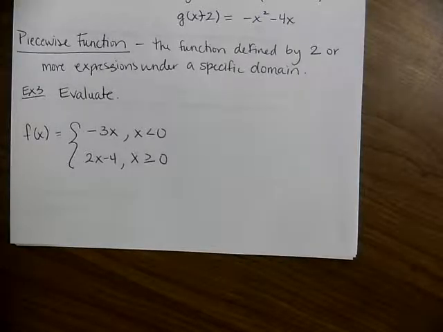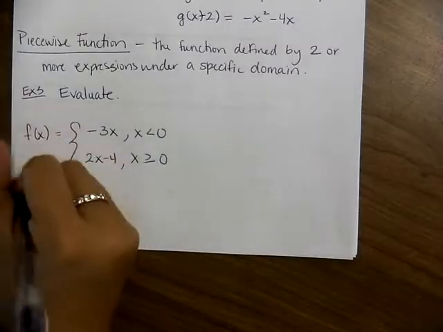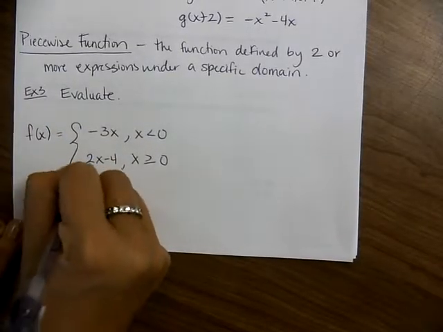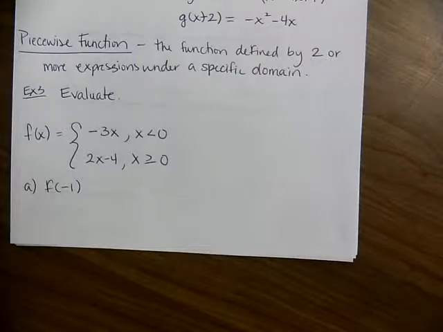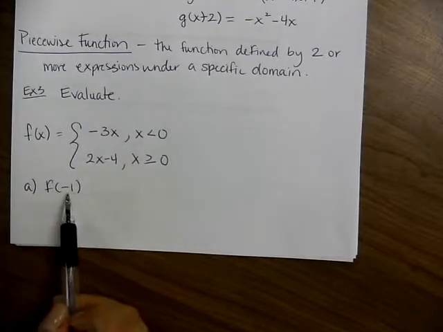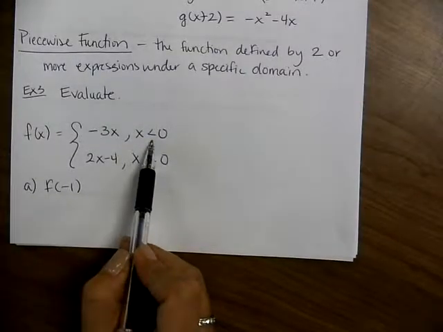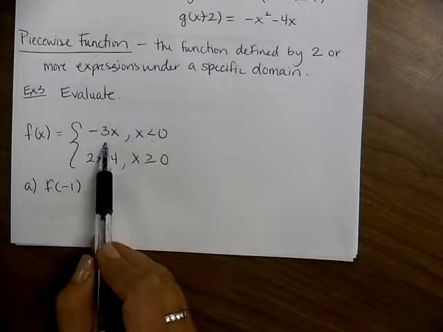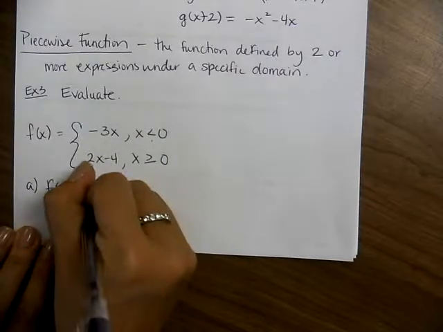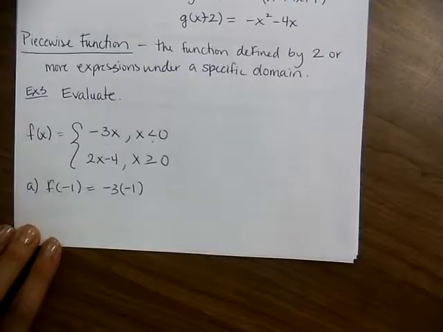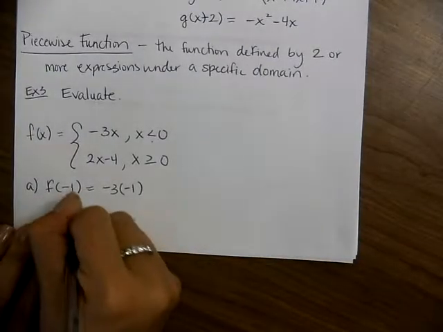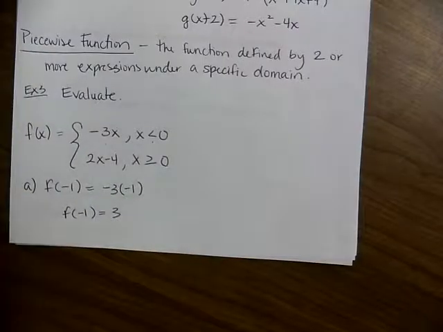You remember the look of this where you're given multiple pieces, right? It's under a specified domain, so you really have to think about which expression to evaluate in. So if it says find f of negative 1, you have to take that negative 1 and determine which expression to plug it into based on the domain. So x is going to be a negative 1. Well, isn't that less than 0? So the only place I'm plugging it in is to the top expression. So I'm going to do f of negative 1 equals negative 3 times negative 1. So f of negative 1 is 3.